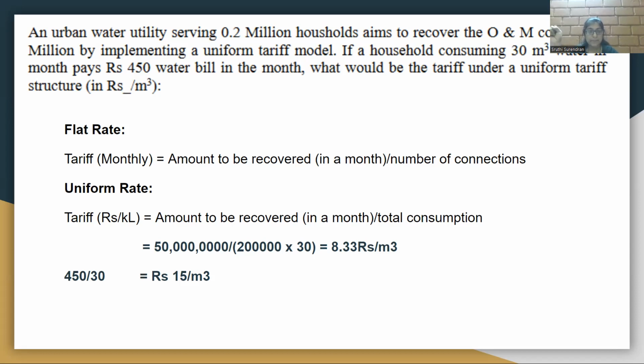You have actually done 8.33. That is why it is showing wrong. I think that is the possible explanation, because in both cases they are taking the larger value. So you can do the computation in both ways, and whichever is the larger value, you can write as the answer. That is why they are choosing this 15 rupees instead of 8.33 rupees.